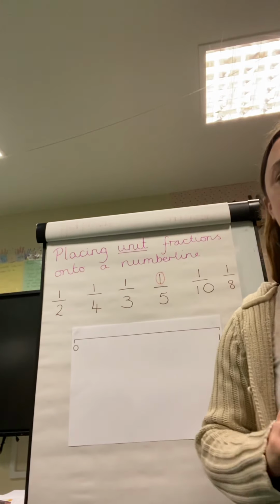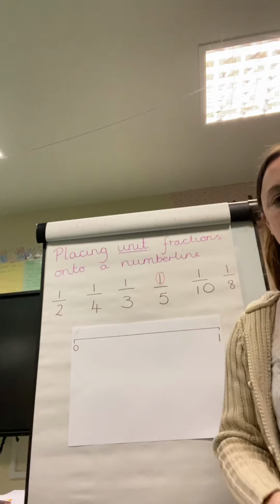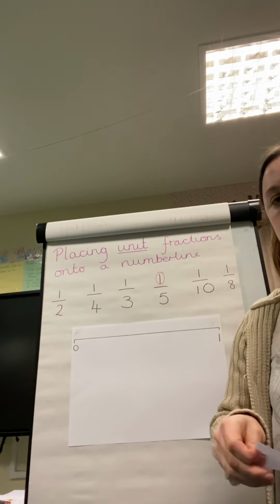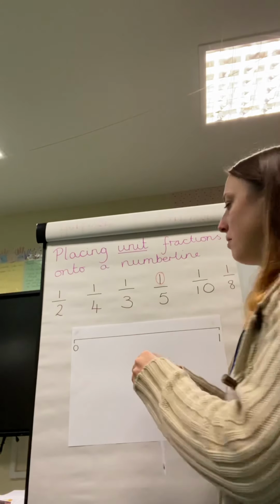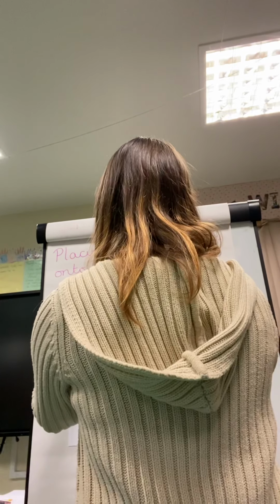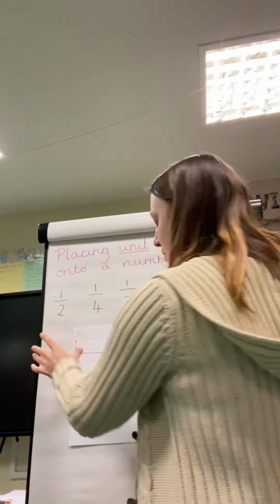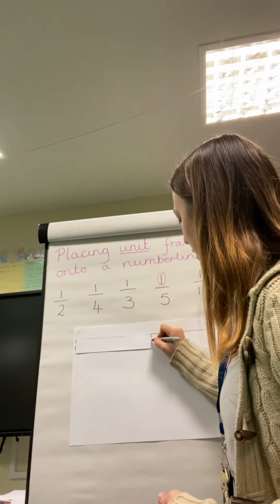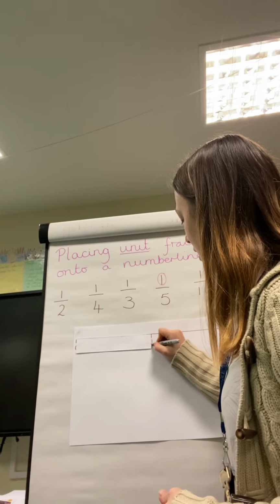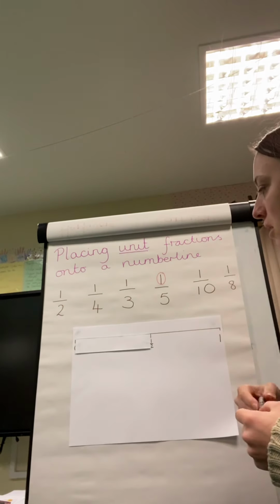And I'm going to place it on my number line so I can work out where 1/2 would be, halfway along that number line from 0. There we go. So half would be about there, halfway along my number line.